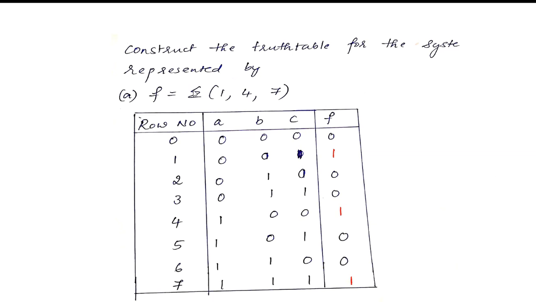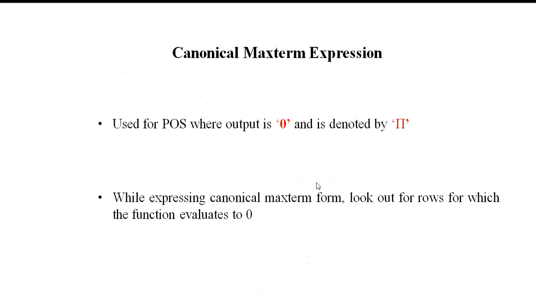for the given function. In a given function, what is given? Sigma notation. Sigma notation is given, so it is very easy. Sigma notation is the decimal equivalent of the binary combination, right? For these combinations, your output is logical 1. For the rest of the combinations, the output is 0. That's it. Very simple, isn't it?